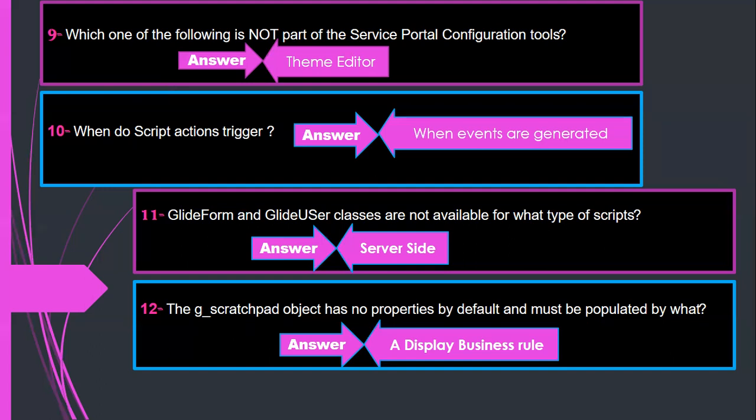Moving towards question number 12. The g_scratchpad object has no properties by default and must be populated by what? You know that g_scratchpad is used for this in the display business rule. So it's pretty simple and pretty straightforward.